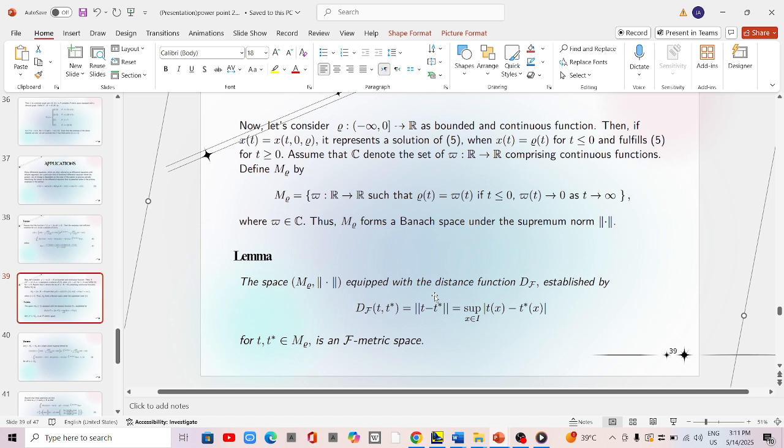So along with this metric, the norm of this becomes a Banach space. As I linked in the previous slide, every Banach space is a complete metric space, and every complete metric space is a complete F metric space. So thus we say that ME and D become a complete F metric space.